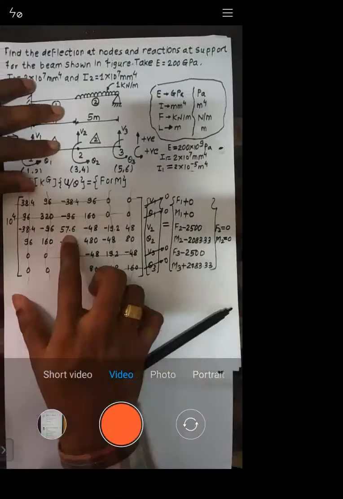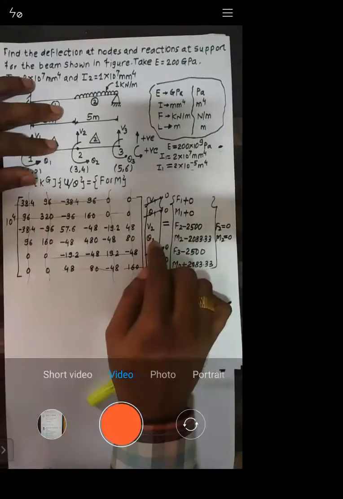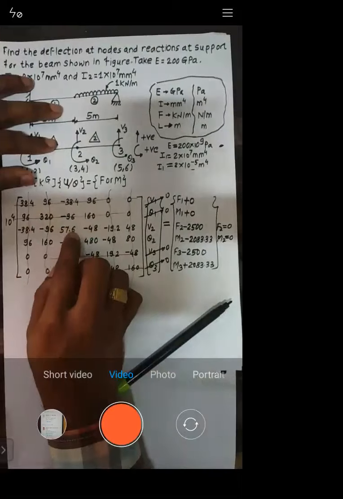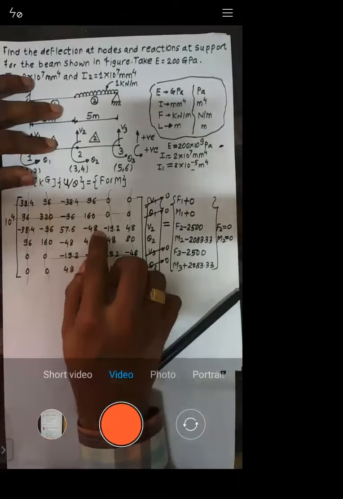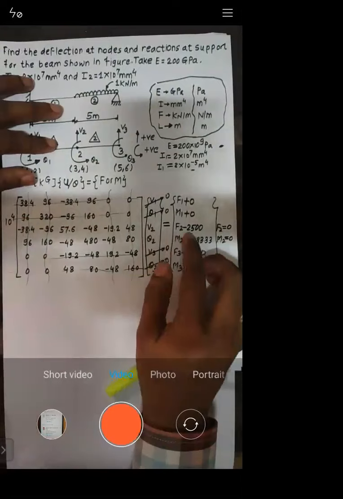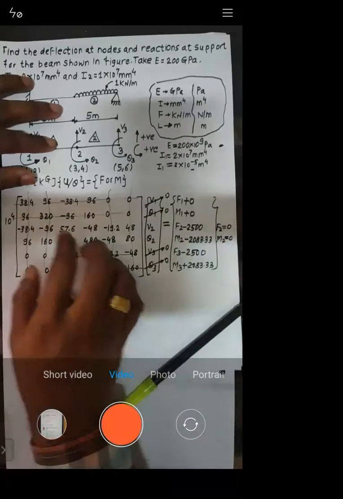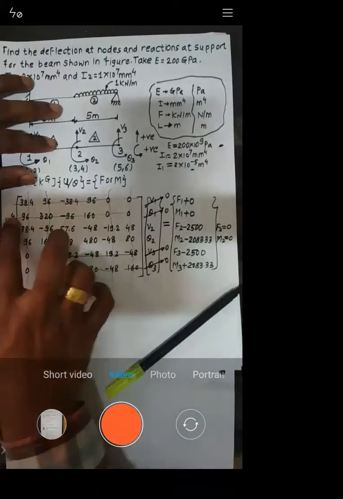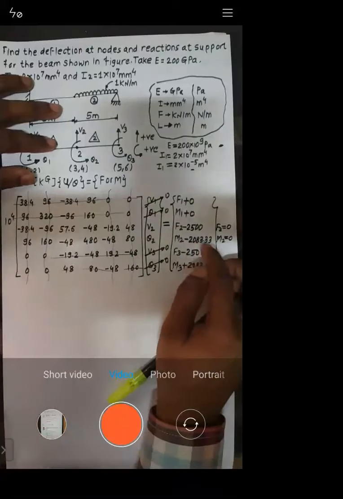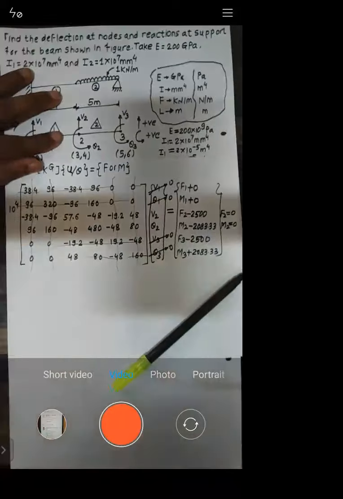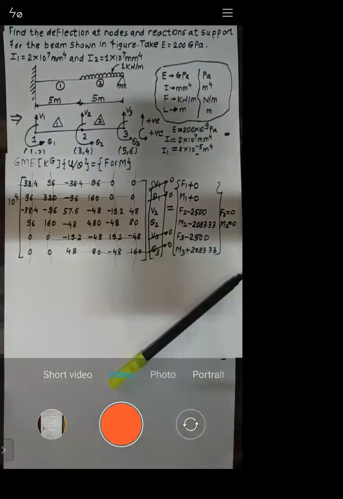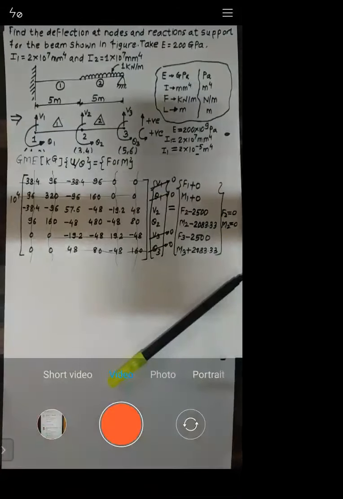See, this is the equation with two unknowns. How will you put this value? 57.6 into 10 raised to the power 4, minus 48 into 10 raised to the power 4, then minus 2500. Then minus 48 into 10 raised to the power 4, 480 into 10 raised to the power 4, and this is minus 2083.30. So just put that value and let me know what value of V2 and theta 2 you are getting.